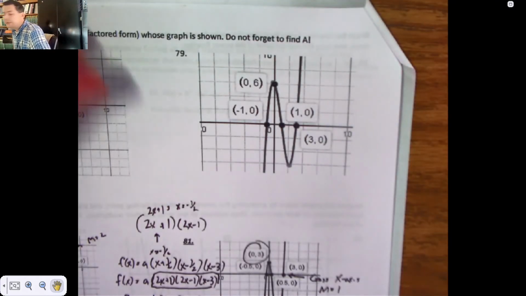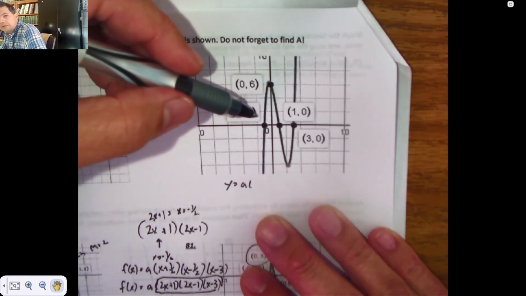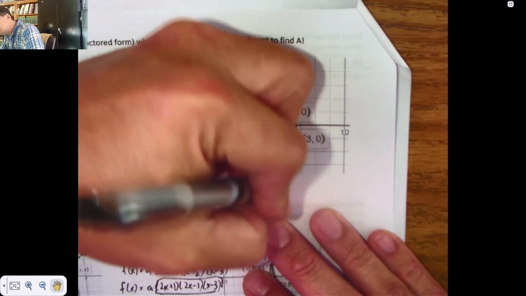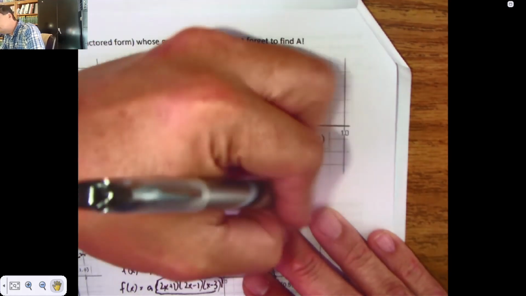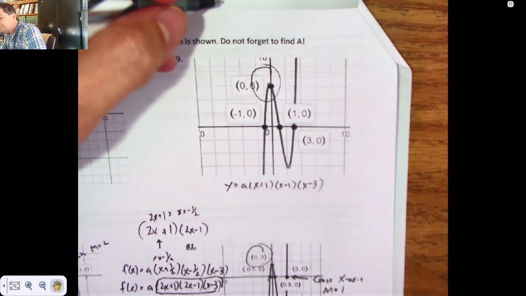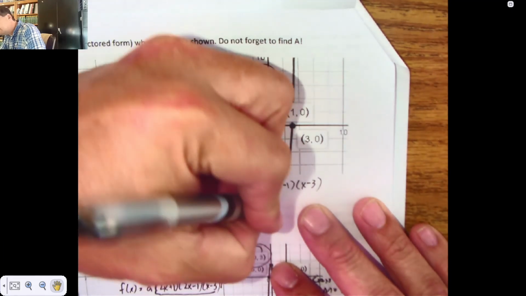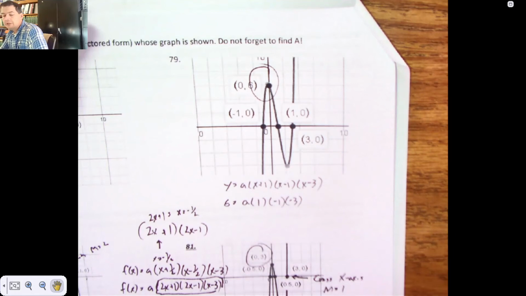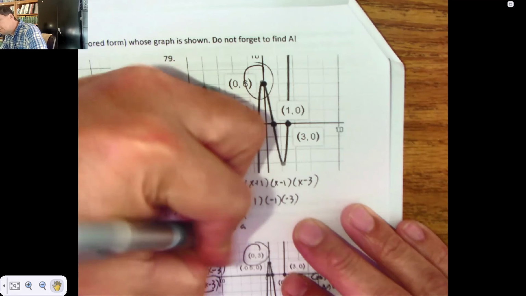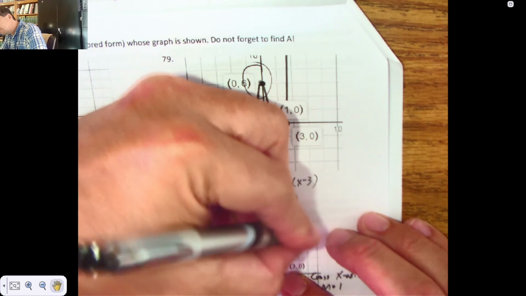79's got nothing but crosses. If a 0 is at -1, then the factor is x plus 1. If a 0 is at 1, the factor is x minus 1, because every time we enter parentheses, we change signs. And if a 0 is at 3, the factor is x minus 3. And again, plug in a point. Everywhere I see y, I'm 6, and everywhere I see x, I'm 0. So I just plugged in my zeros. That's going to give me 6 is 3a, so I have an a value of 2. And my full equation is twice x plus 1 times x minus 1 times x minus 3.